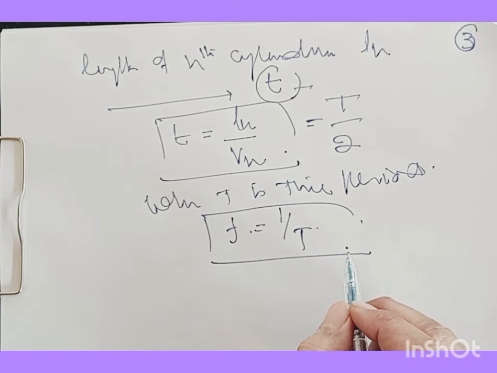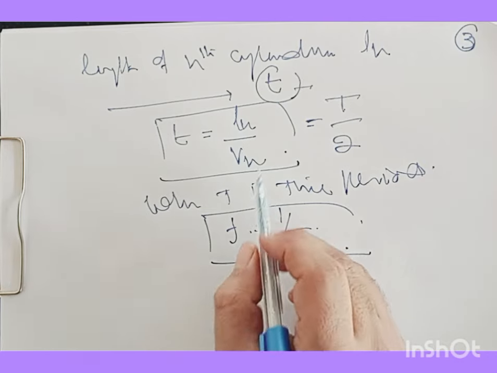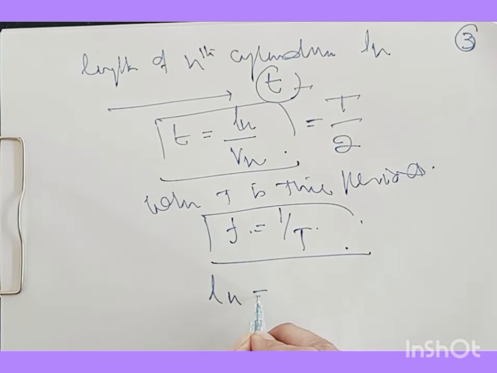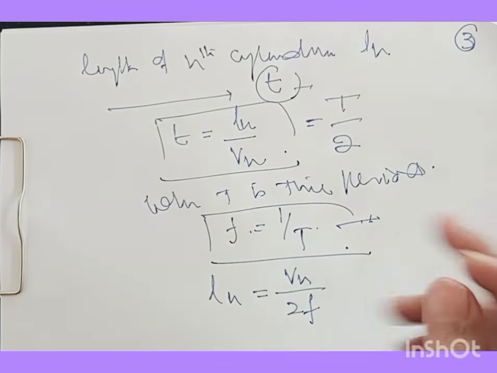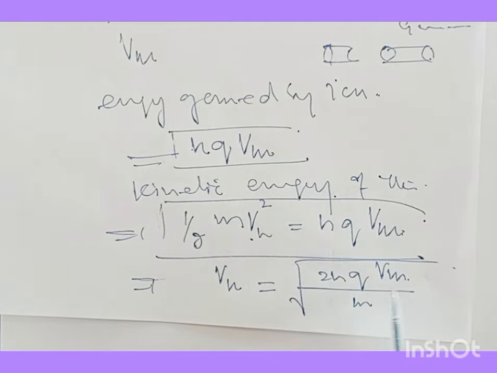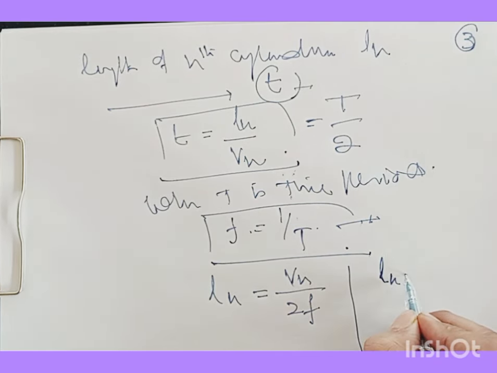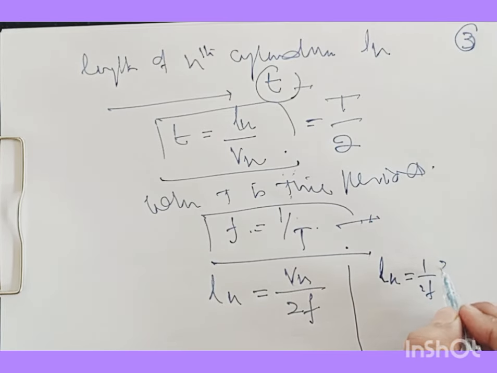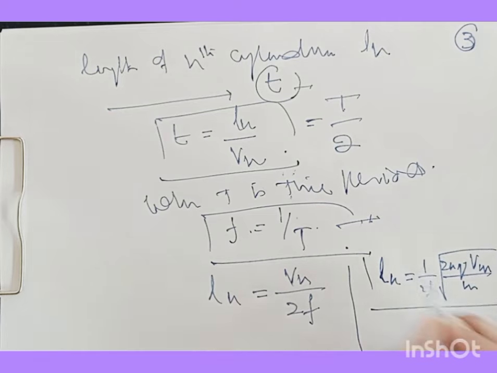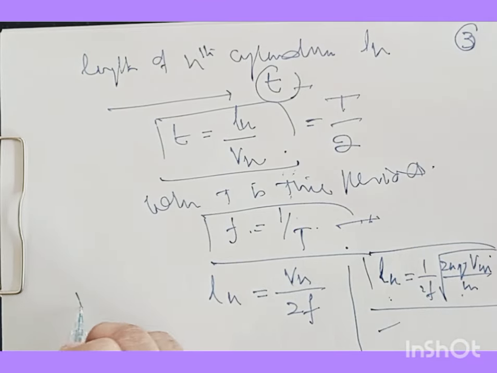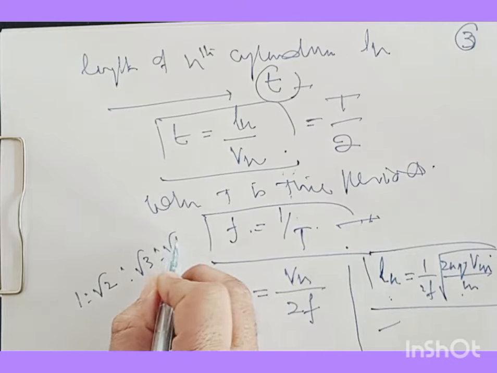We can modify the above equation and write the equation for ln. Ln is Vn by 2f because of this relation, and Vn we already have, which is the square root of 2nqVm by m. So the length of the nth cylinder depends as 1 by 2f times the square root of 2nqVm by m. What does this equation tell us? It tells us that the length of the cylinders should increase in the ratio of 1 is to root 2 is to root 3 is to root 4.